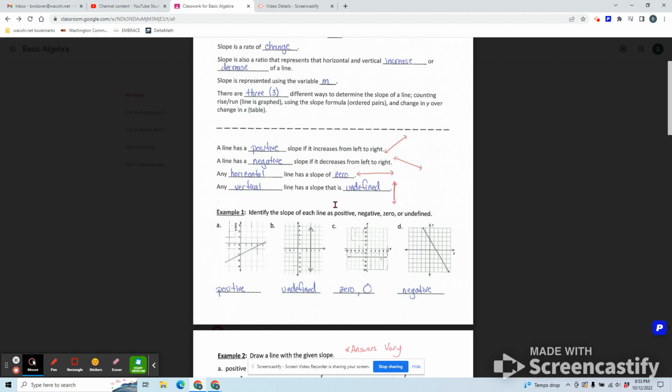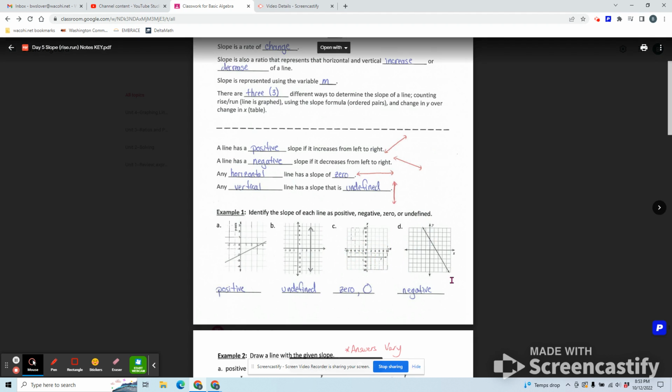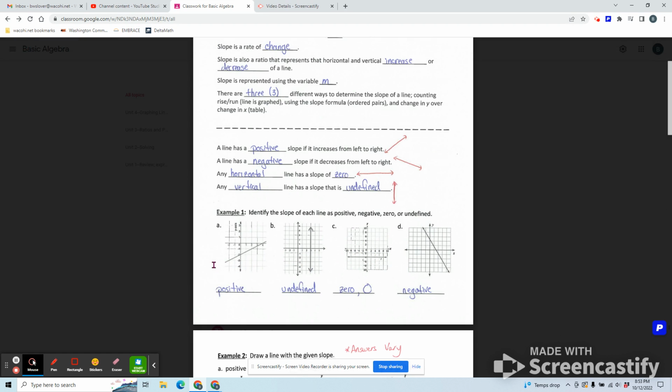So example 1 is asking you to identify whether it's positive, negative, 0, or undefined. So this is positive, it's going up and to the right. This is straight up and down, a vertical line, it's undefined. This one might be a little tough to see, but the line is right down there. It is 0 going left to right, it's horizontal, and this one is negative. So you may be thinking B and C were pretty straightforward, but how do I know what A and D are? How do I know if it's really positive or negative?